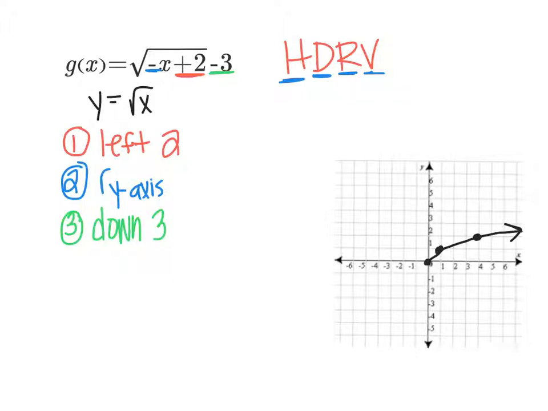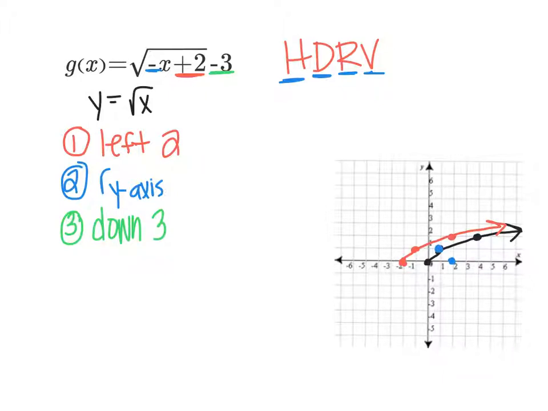Okay, so I'm going to keep my colors the same for each of the transformations that I just listed. So I'm going to start by moving everybody left 2. And I'll draw that graph in, connect the points, and I'd have something like that. Now I'm going to reflect over the y-axis.